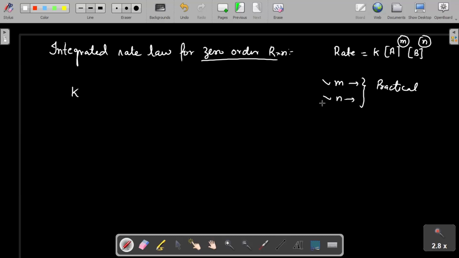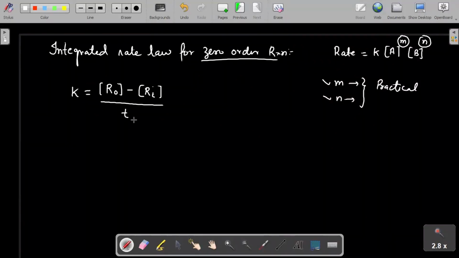In that way we get another form, the integrated rate law, and that actually helps us to calculate the order of the reaction or the time taken for a particular reaction to complete. So for a zero order reaction, K, the rate constant, is equal to the initial concentration of the reactant minus the concentration of the reactant at given time t, divided by time. This is your equation.